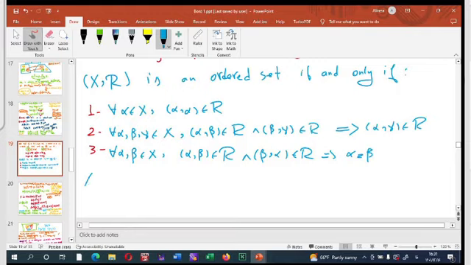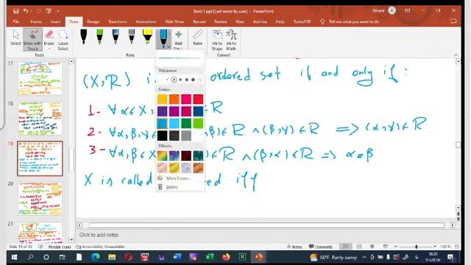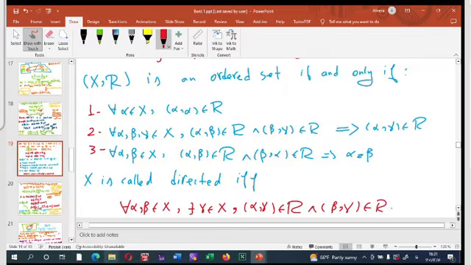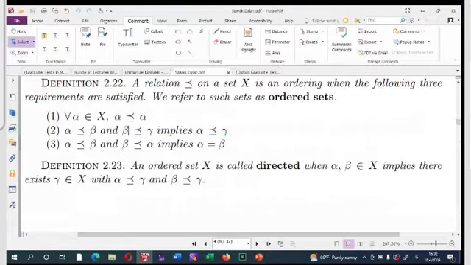X is called directed if and only if we have this property for any alpha and beta in X. There exists gamma in X such that we have these two properties: alpha and gamma belong to R, and beta and gamma belong to R. So that you can replace this condition by this condition. Okay.